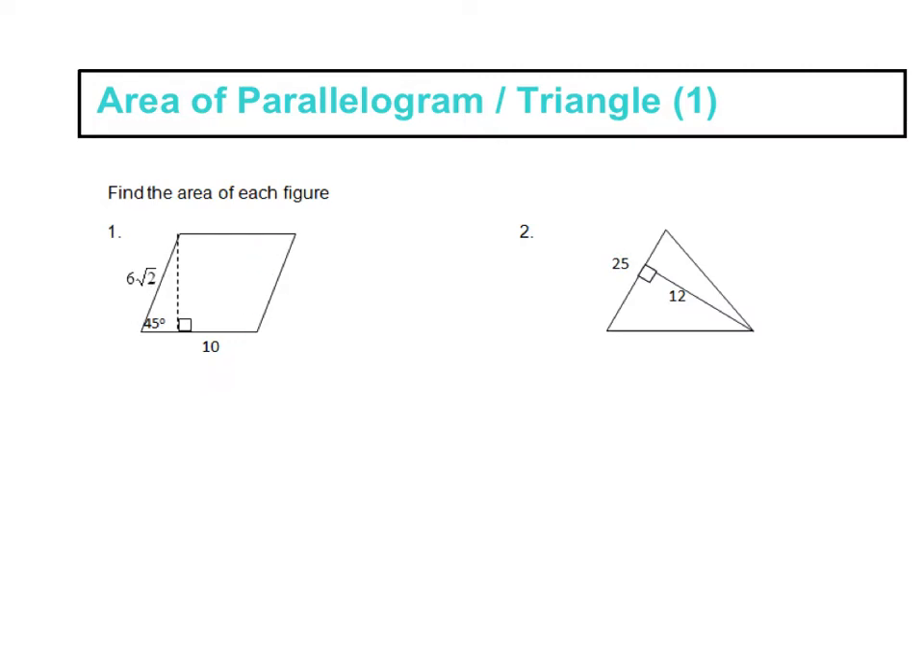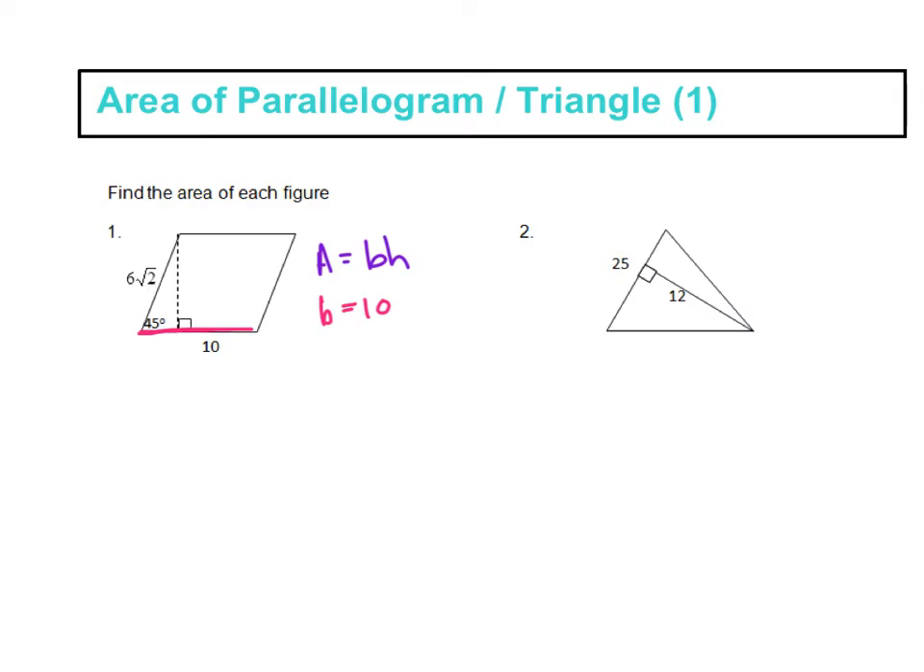We know that the area of a parallelogram is equal to base times height. So if we know the base and height, no problem, we can find the area of this parallelogram. So the base is 10 right there. So we know that the base is equal to 10. What we don't know is the height. This is the height right here.